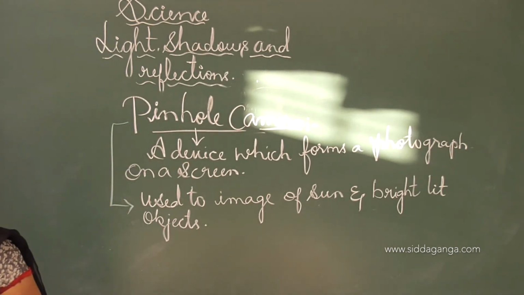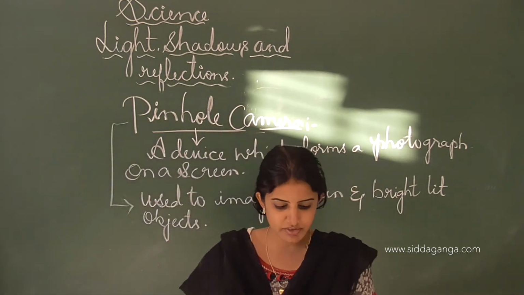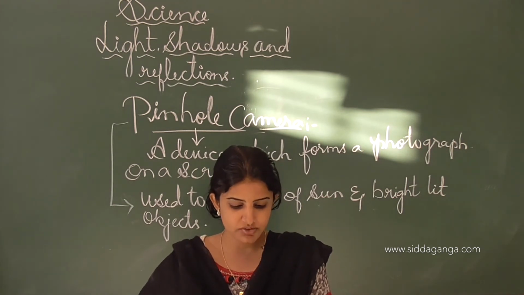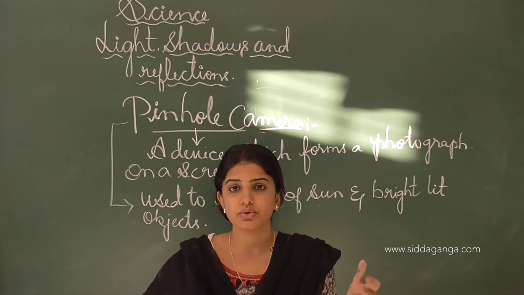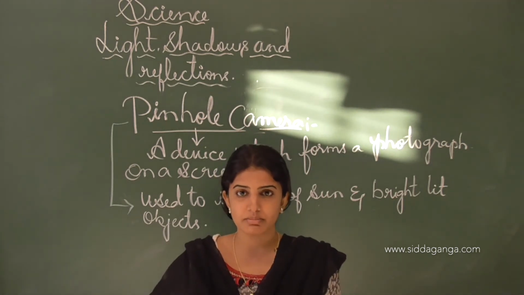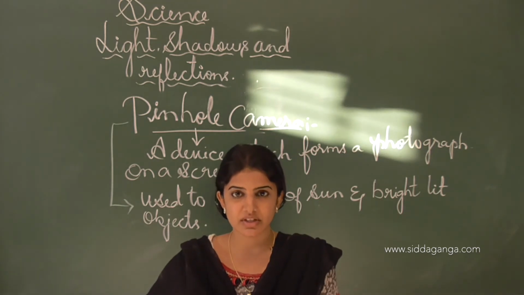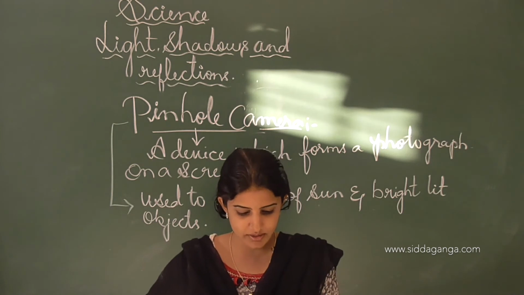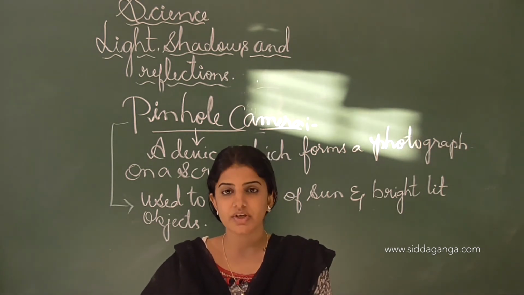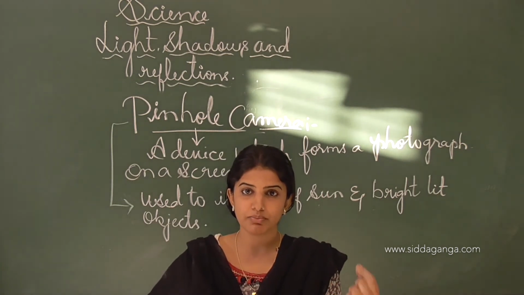And there is one activity here. I will read the activity. In this activity 5, take two boxes so that one can slide into the other. We have to take two rectangular boxes and fit one into another with no gap. On the opposite face of the larger box, we have to make a hole.